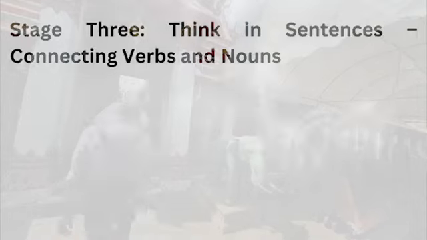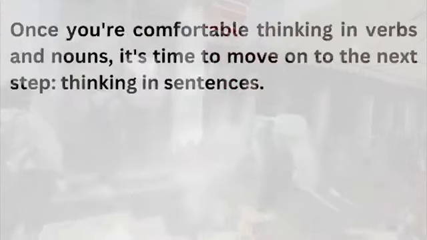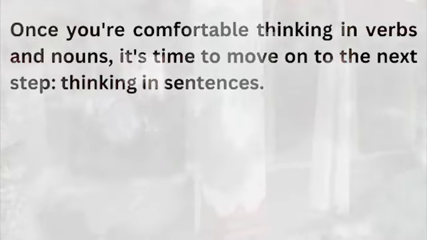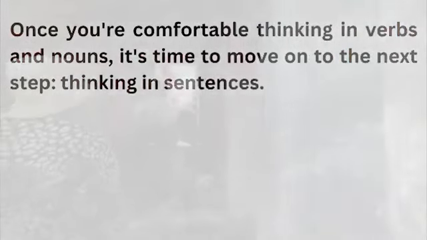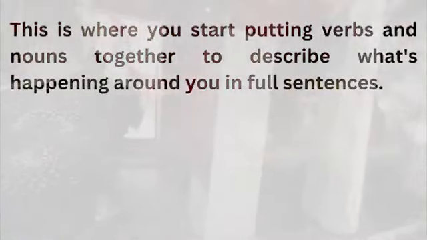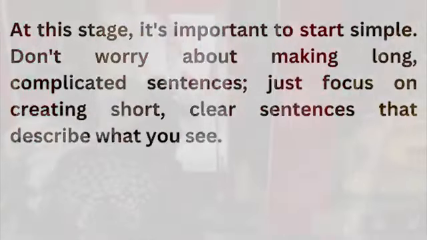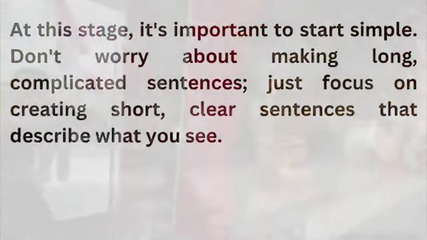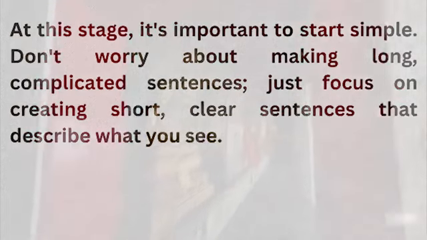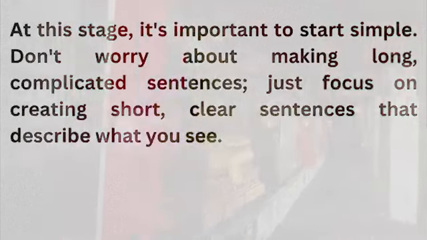Stage 3. Think in sentences, connecting verbs and nouns. Once you're comfortable thinking in verbs and nouns, it's time to move on to the next step: thinking in sentences. This is where you start putting verbs and nouns together to describe what's happening around you in full sentences. At this stage, it's important to start simple. Don't worry about making long, complicated sentences. Just focus on creating short, clear sentences that describe what you see.